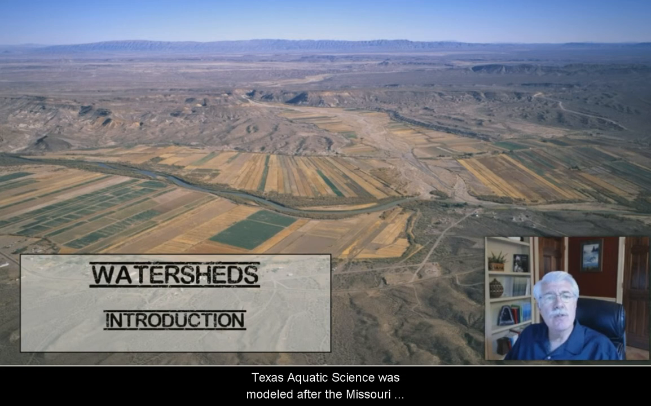Texas Aquatic Science was modeled after the Missouri Department of Conservation's curriculum, Conserving Missouri's Aquatic Ecosystems, from which some of the text and illustrations were drawn and used or adapted. Funding for our work was provided by the U.S. Fish and Wildlife Service's Sportfish Restoration Program and the Ewing Alsell Foundation, San Antonio. This lesson is adapted from that book, published by and available from the Texas A&M University Press.